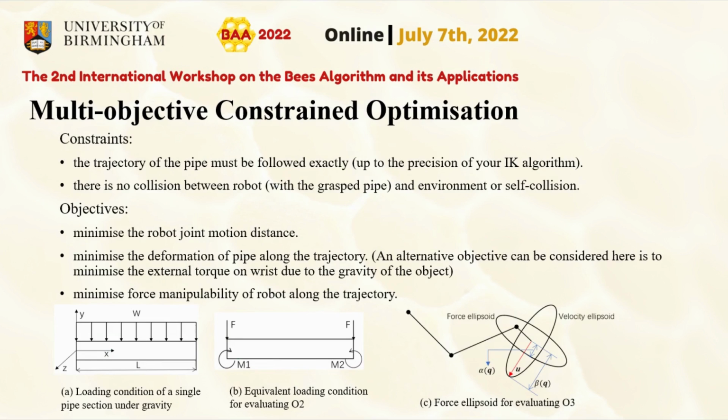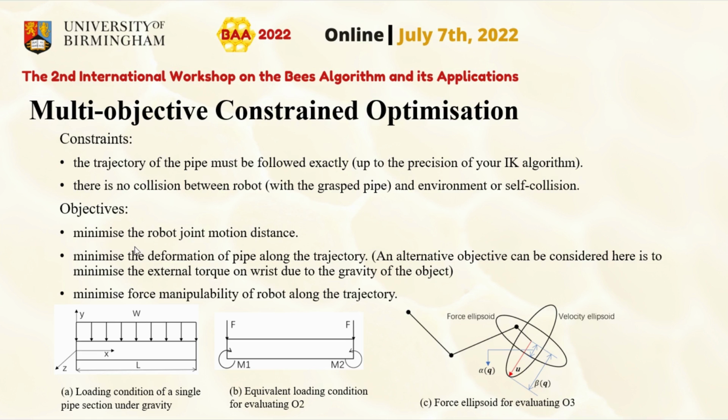Now we need to introduce the constraints and the objectives of our optimization problem. The first constraint is the trajectory of the pipe must be followed exactly. The second constraint is that there is no collision allowed between robot, pipe, and the environment. There are also 3 objectives. The first objective is to minimize the distance of robot joint motion. The second objective is to minimize the deformation of the pipe.